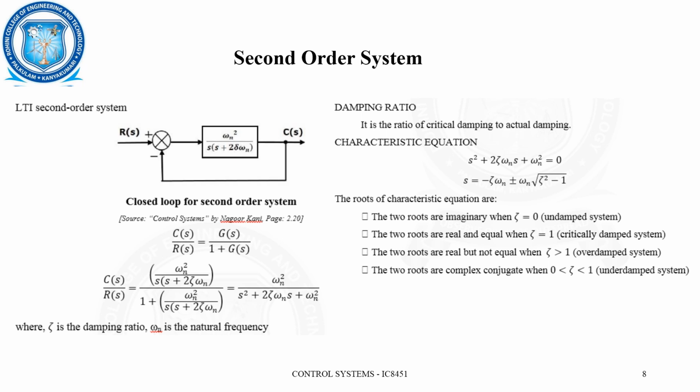This is a standard form of second order system. C of s by R of s is equal to omega n square divided by s square plus 2 zeta omega n s plus omega n square. This is the standard second order system equation. The denominator of the transfer function is called the characteristic equation.